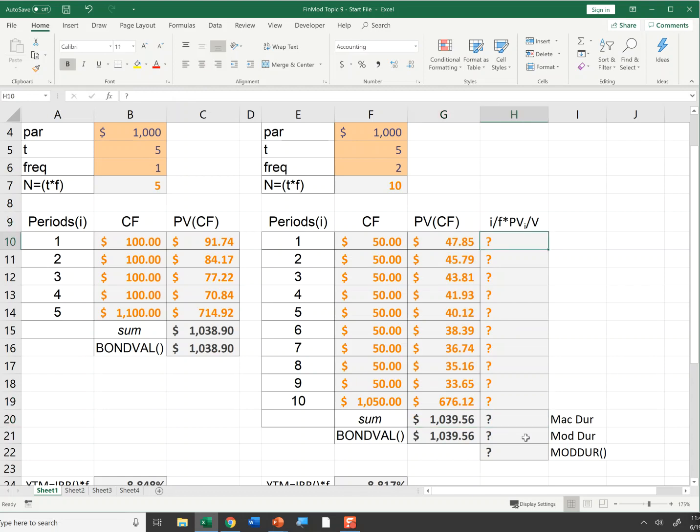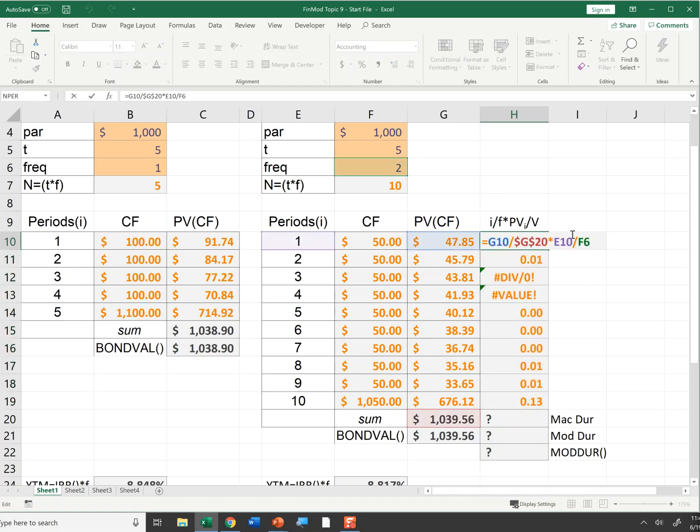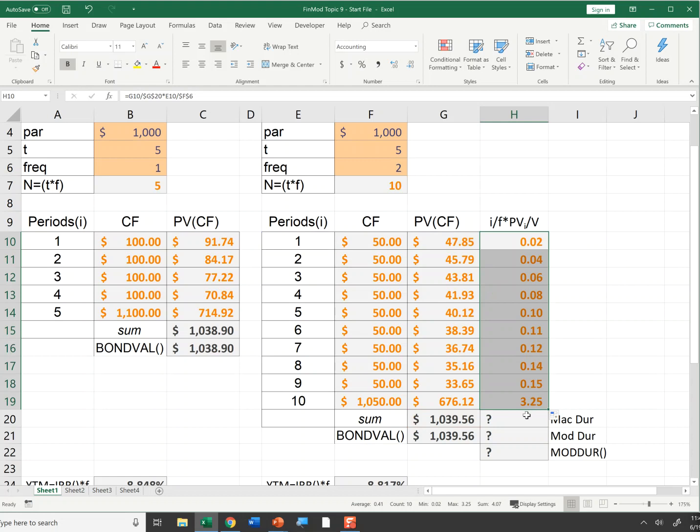And then we'll do a calculation here. I'm going to take the present value of the first cash flow divided by V, the value of all the cash flows, times the period divided by the frequency. So basically, I'm just going to weight the periods by the fraction of the value received. I'll copy this down. Whoops, got to anchor something, got to anchor the frequency, F6. Again, I'll copy that down. So it's the periods times the fraction of value. I will sum that up.